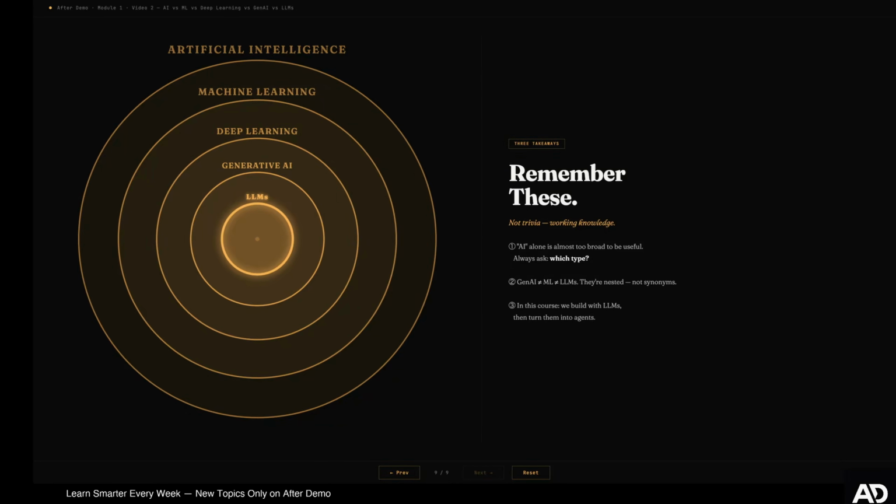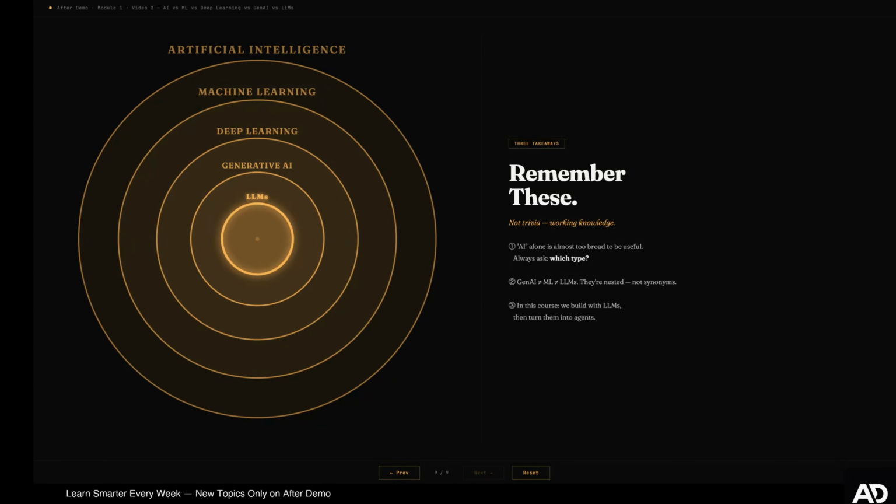Here it is, the complete nested family tree. Read it from the outside in. AI, any intelligent system. Machine learning, AI that learns from data. Deep learning, ML that uses layered neural networks. Generative AI, deep learning that creates new content. LLMs, generative AI that creates language.